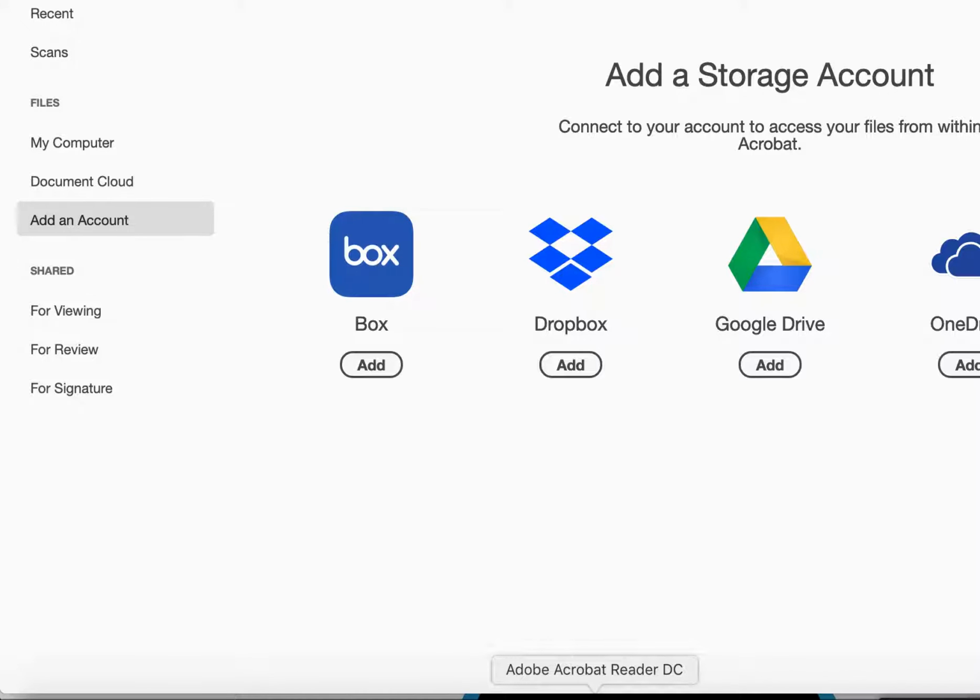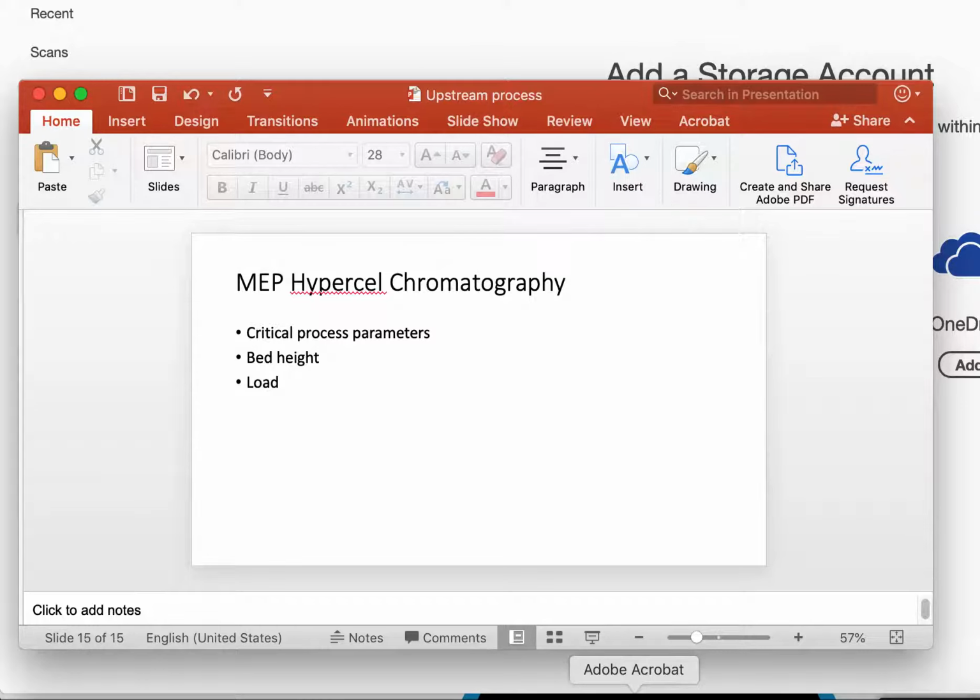Remember, my bad, the critical process parameters are bed height and load. I'm going to go into detail with this load thing. Load is a column load. It is usually 30 to 120 liters of clarified harvest per liter of resin.